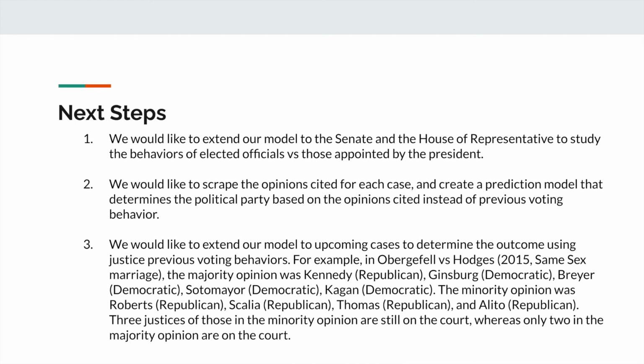And lastly, we'd like to make this really relevant to upcoming cases. So, for example, the same-sex marriage case that was determined in 2015 was voted with a majority of 5 justices. Three of those justices are no longer on the court and have been replaced by a more conservative voice. And then the minority opinion at the time was 4 justices, 3 of whom are still on the court. So using the new court that is there, and using also the information we have about how previous justices that are on the court have voted, we could determine how future cases could be decided.